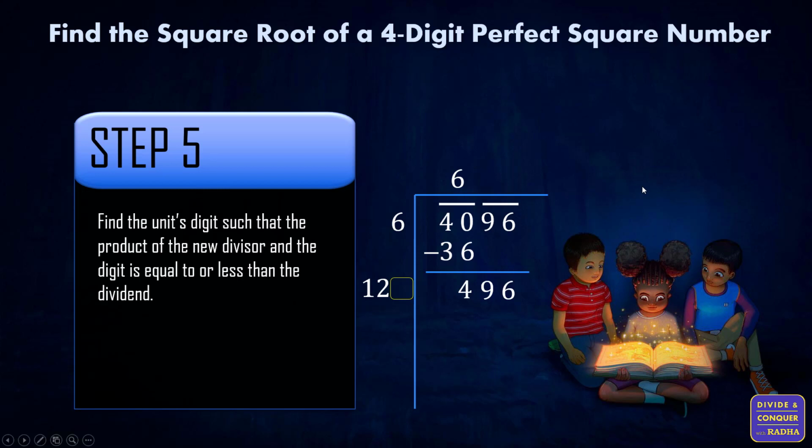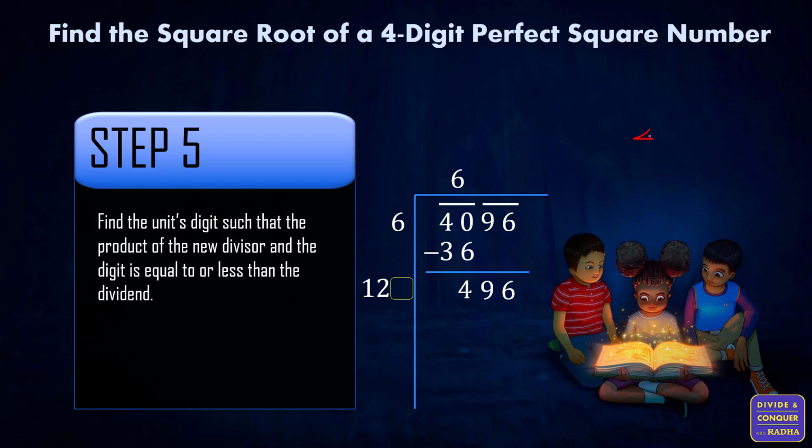Step 5. We need to find the units digit in such a way that the product of the new divisor and the digit is equal to or less than the dividend. In other words, the dividend out here is 496. This is done by trial and error method. There is a clue out here. The number in the units place is 6. So the units digit that we choose should be in such a way that when squared gives you a number which has 6 in its units place.